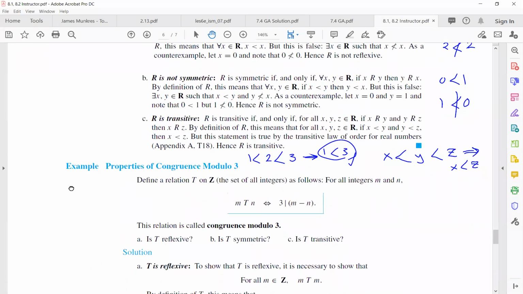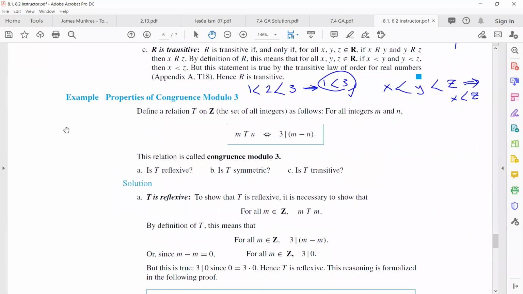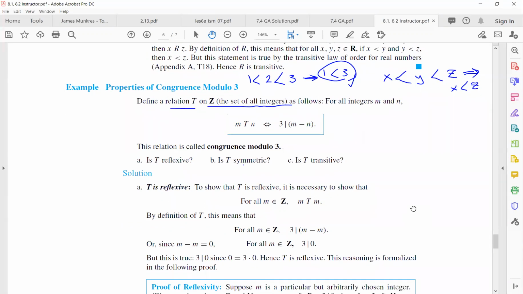Let's see, what do we have? Very well, congruence modulo 3. Let us define a relation T on ℤ as follows. We say that m is in relation with n through T if and only if 3 divides m minus n. Check to see if this relation, which we call congruence mod 3, is reflexive or symmetric or transitive. First of all, this is an equivalence relation. It means that for sure it is reflexive, symmetric, and transitive.